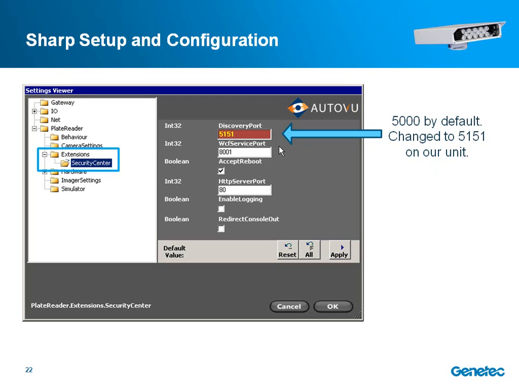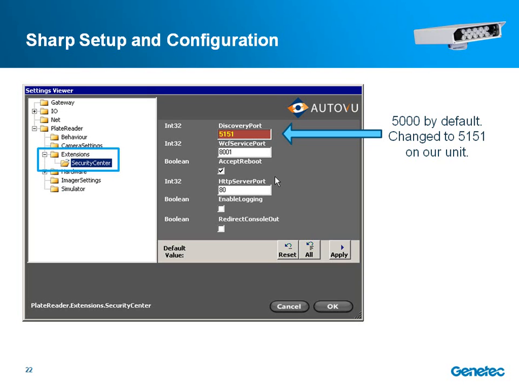The second option is the WCF service port, which is used to communicate between the Sharp and the Security Center. We recommend leaving it at the default value of 8001, since the Security Center has been configured with this value as well. The next option is to accept a reboot command sent from the Security Center. We recommend having this option enabled, since getting out to physically reboot the Sharp camera may not be very convenient. The last option that needs to be looked at is the HTTP server port.